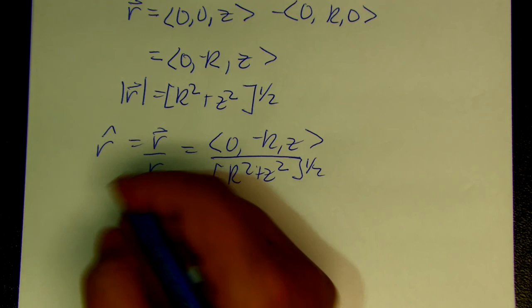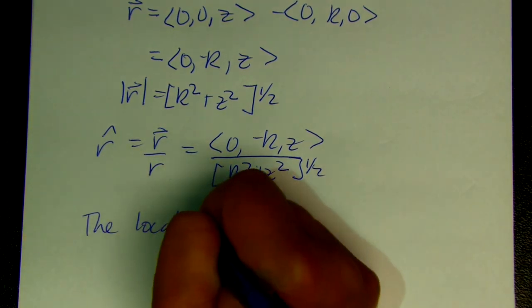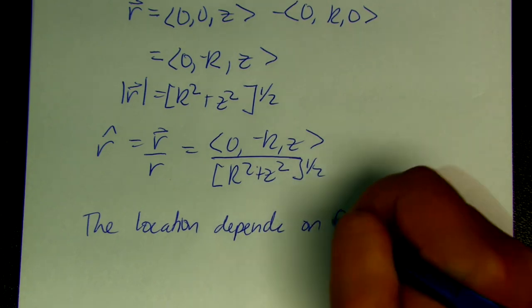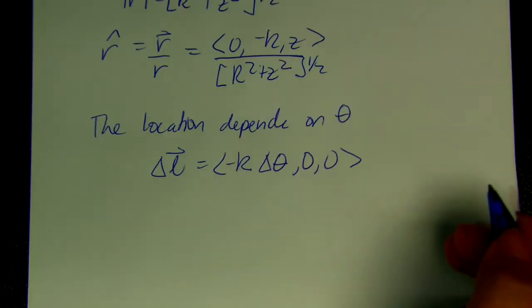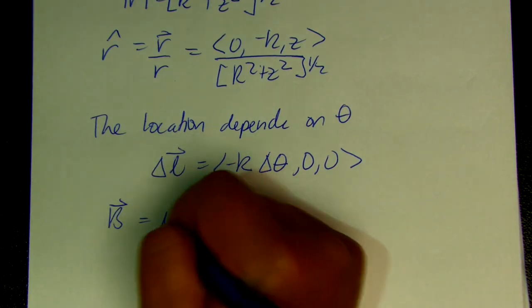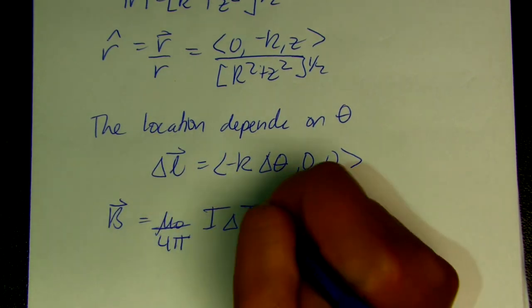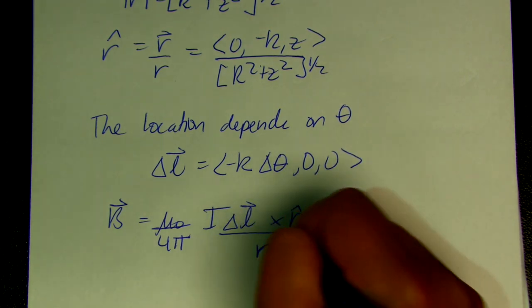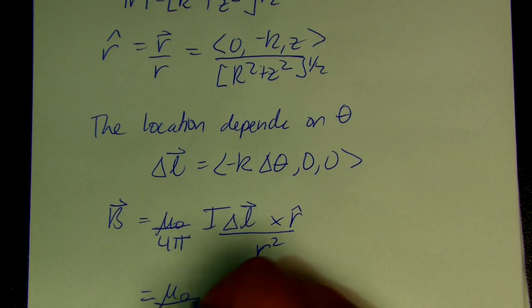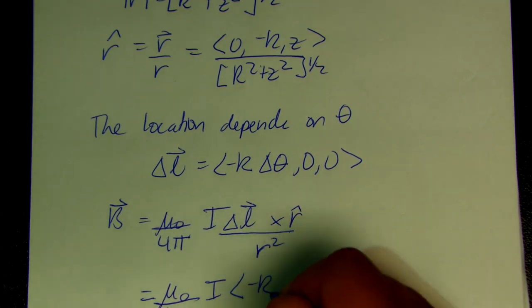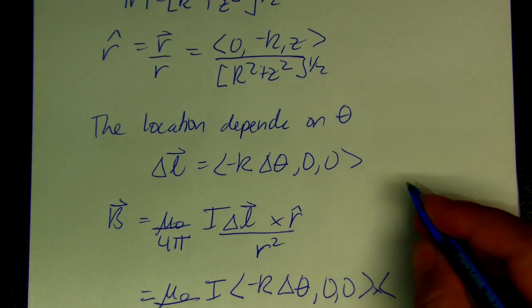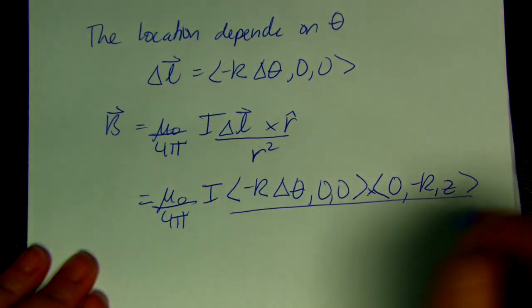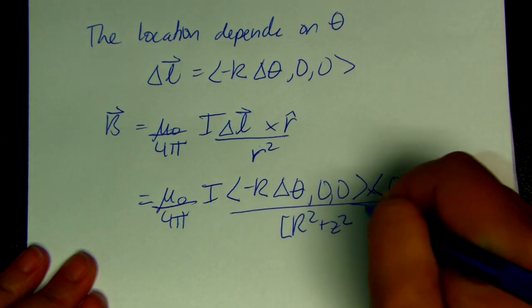And just like we did with the loop before, the location depends on theta. So delta L is equal to minus r delta theta, 0, 0. And B is equal to mu naught over 4 pi I delta L cross r hat over r squared, which is equal to mu naught over 4 pi I, minus r delta theta, 0, 0, crossed with 0, minus r, z, over r squared plus z squared to the power of 3/2.